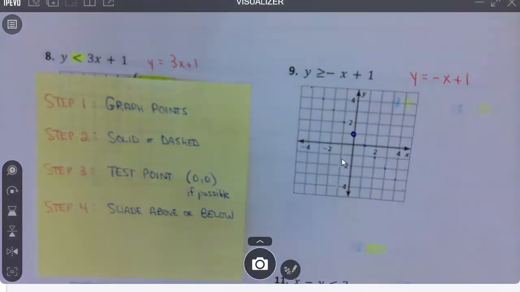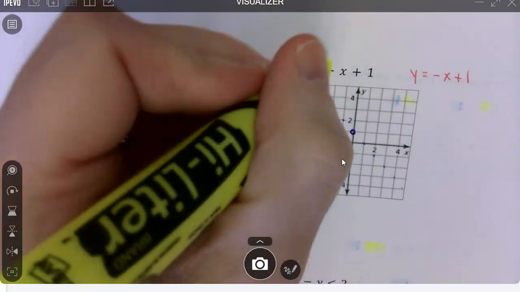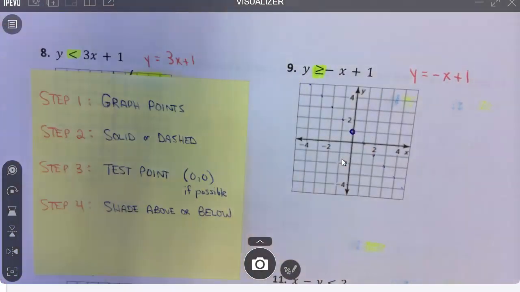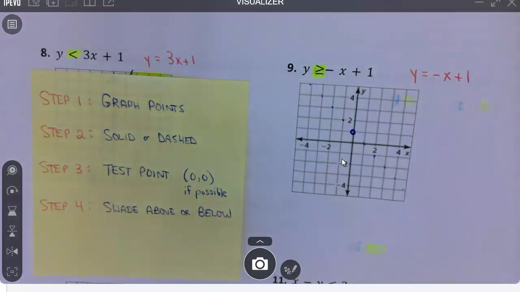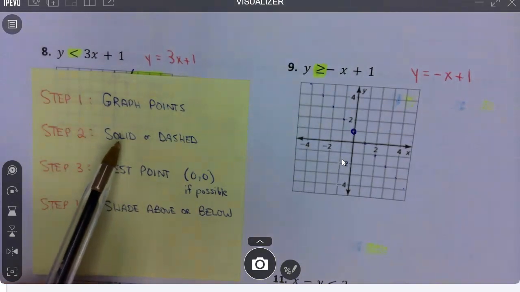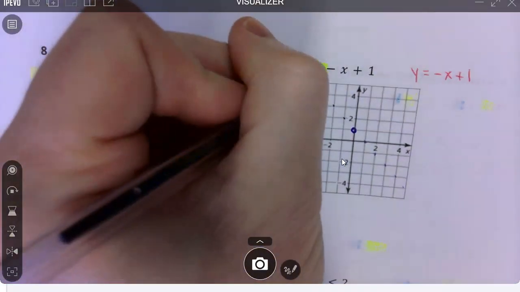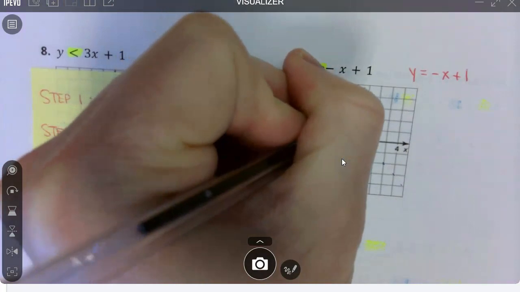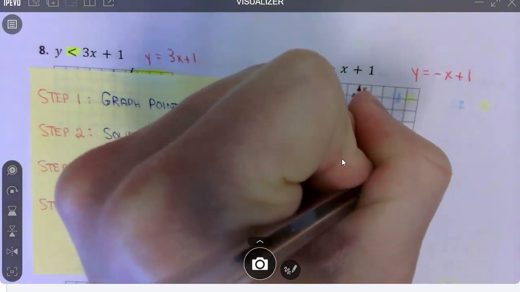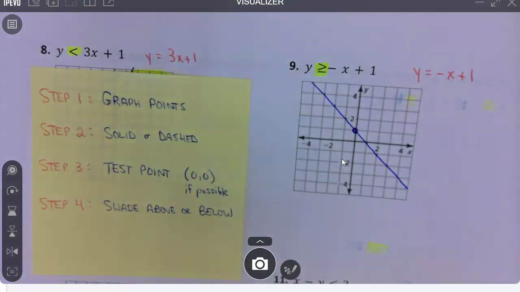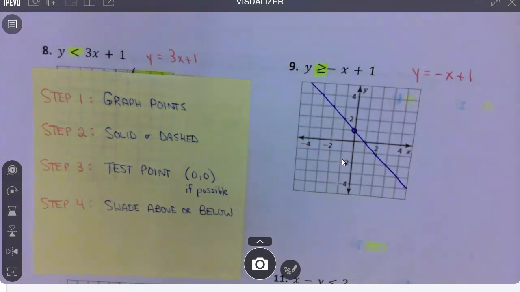I look at what my inequality symbol was. It was greater than or equal to. So if it's greater than or equal to, that means it's going to be a solid line. So I connect these points, and you'll want to use a ruler. I don't want to use a ruler because it forces me to kind of turn my paper during the video, and that's not very fun for your eyes.